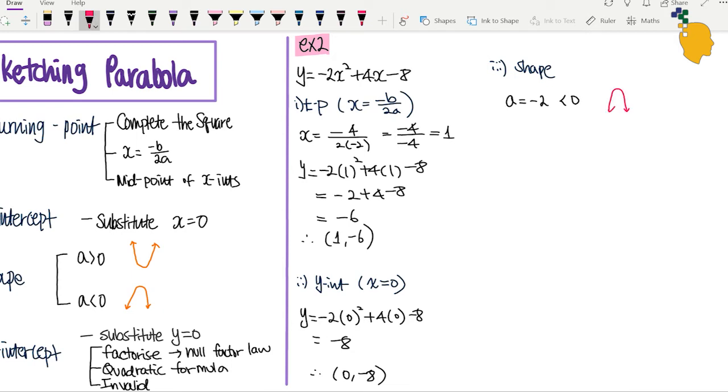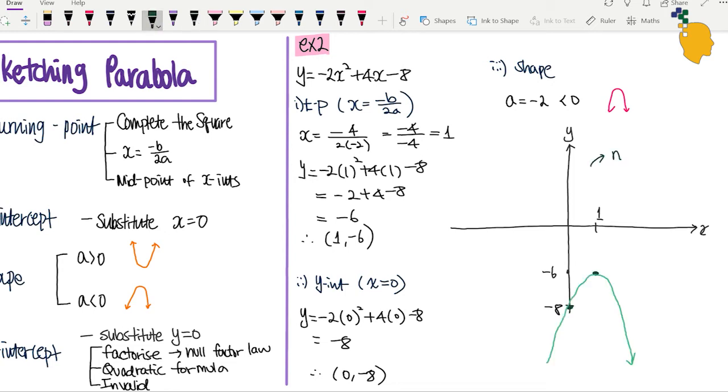Now, let's draw our parabola. Draw your Cartesian plane. Label your axes as x and y. Put down your turning point, which is (1, negative 6). Put down your y-intercept, which is negative 8. And again, it's going to have a sad face. And as you can see, it's not touching the x-axis at all, which means there's no x-intercept, which means that we don't have to find the x-intercept. Here's the complete parabola of y equals negative 2x squared plus 4x minus 8.